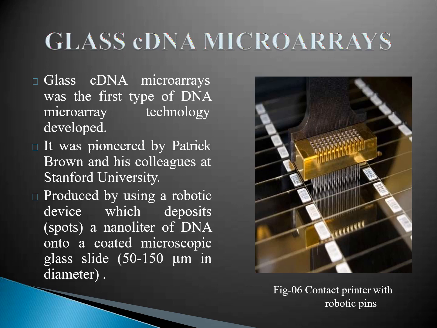As you can see in this picture, it is a contact printer with robotic pins. This actually resembles the head of an inkjet printer, and through these needles or pins, prefabricated cDNA molecules or PCR products or chemically synthesized oligonucleotide sequences are coated on the surface of this glass slide. The glass slide is previously coated with polylysine so that covalent bonding between these DNA molecules and that polylysine is possible. So in this way, glass cDNA microarray is produced.